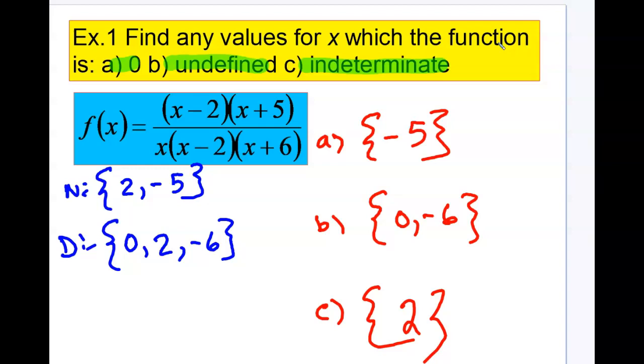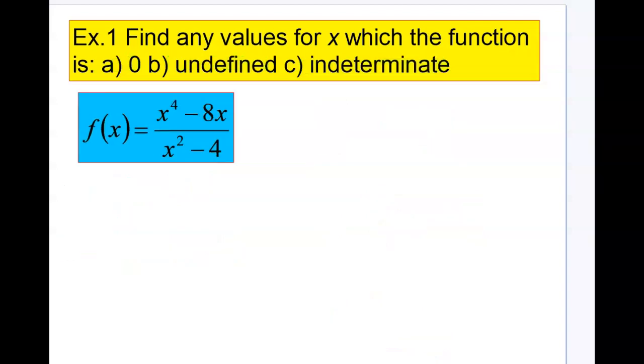So again, the value that makes my function indeterminate is the value that makes both the numerator and the denominator 0, and that would be the value of 2. Okay, let's try this next example.